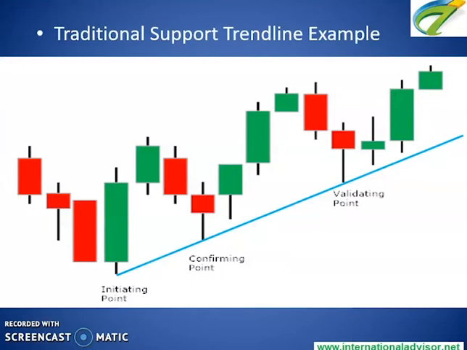Now let's start with the very important trend line concept, which is the base of technical analysis. It starts with a line, drawn in such a way that if the market is upward sloping, we take the lowest low of a candle, and we need at least one more candle to coincide. If it's more than that, it's good. So this anchor point is called the initiating point, this is the confirming point, and this is the validating point.